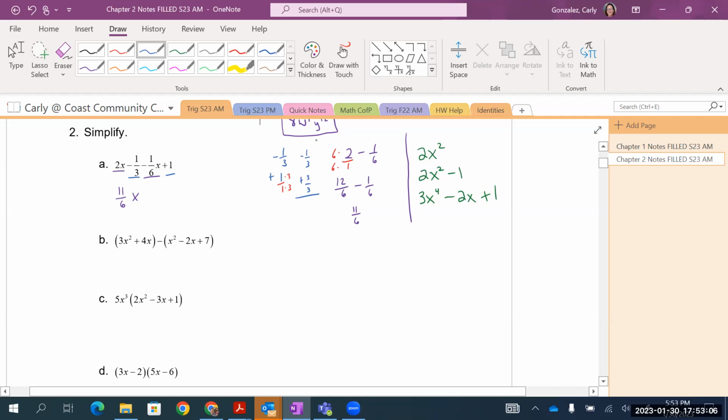And notice negative 1 plus 3 is positive 2, and the denominator stays the same. So we will just bring down plus 2/3. And I made it a plus because our 2/3 was positive.